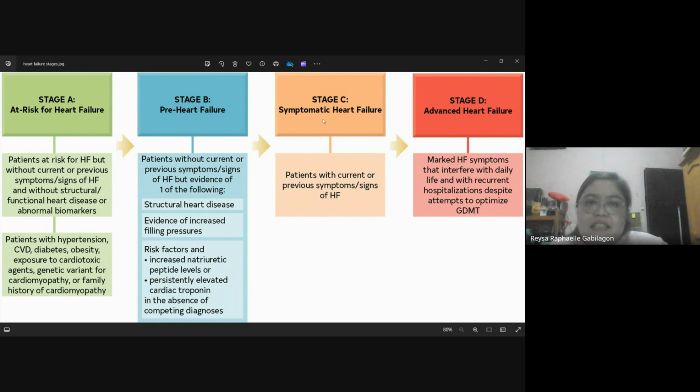Okay? In stage C, this is symptomatic heart failure. So the patient has current or previous signs and symptoms of heart failure. And then in stage D, advanced heart failure, this is the stage wherein we are having difficulty with the treatment that we have. The patient may be unresponsive to the treatment and may require recurrent hospitalization and operations needed for the heart, because our current treatments can no longer cope.